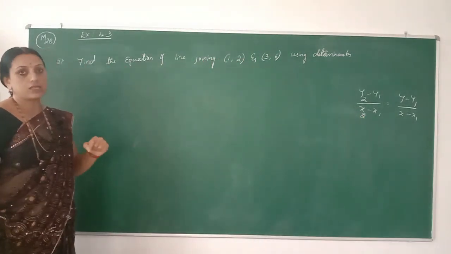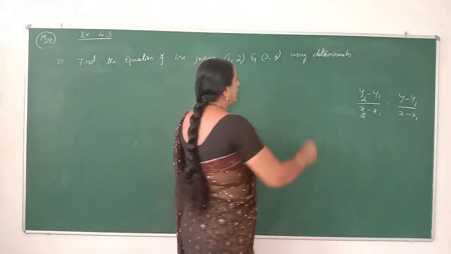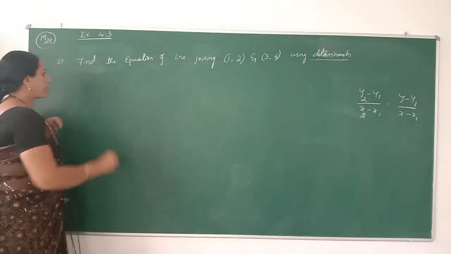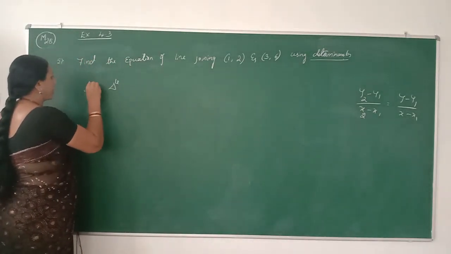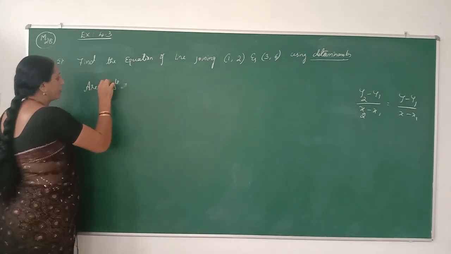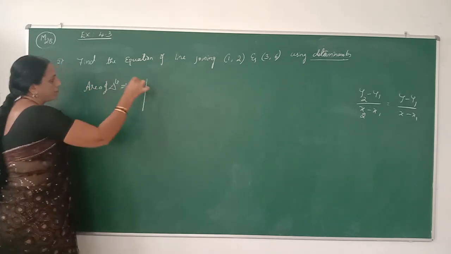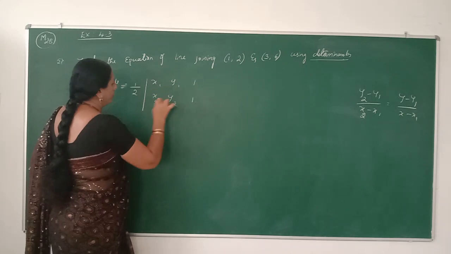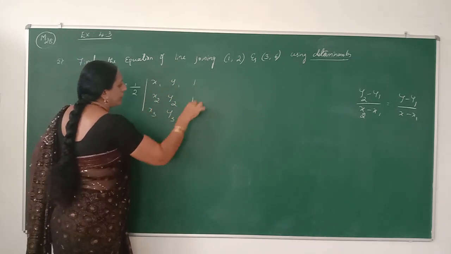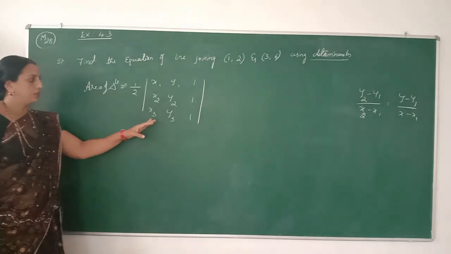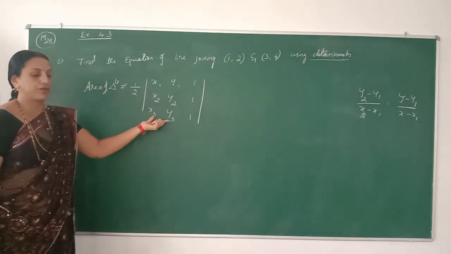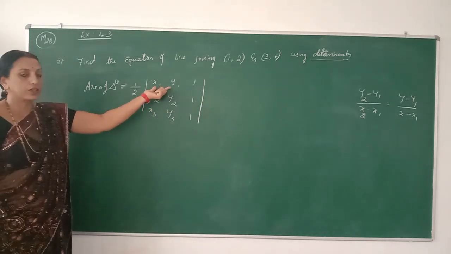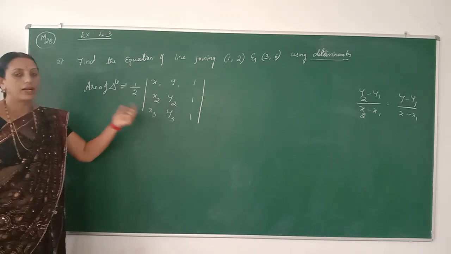But in our syllabus, we find the equation of the line by using the determinant form. By the formula for the determinant of area of triangle ABC, it is equal to half of x1, y1, 1, x2, y2, 1, x3, y3, 1. So according to this formula, three different pairs are represented in the form of x1, y1, x2, y2 and x3, y3.